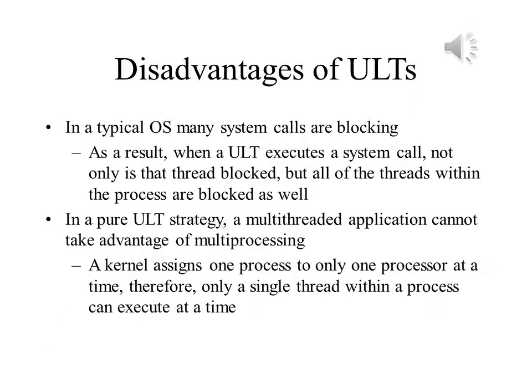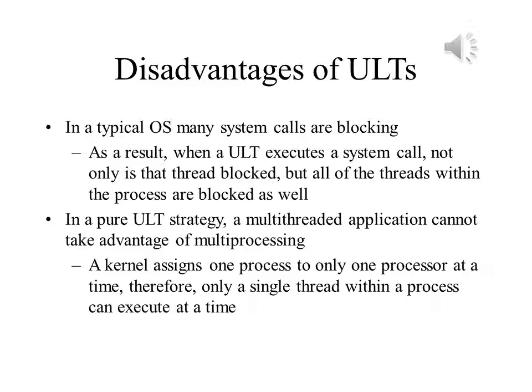There are two distinct disadvantages of user-level threads compared to kernel-level threads. In a typical operating system, many system calls are blocking. As a result, when a user-level thread executes a system call, not only is that thread blocked, but also all of the threads within the process are blocked.